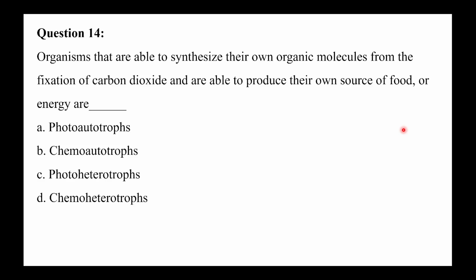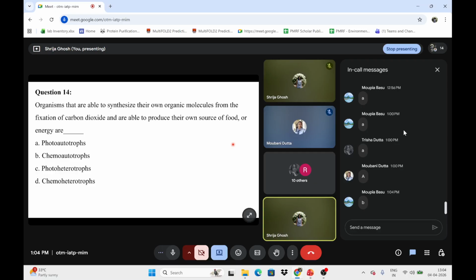Okay. Next question is also based on the previous table that I just described. So all of you should be able to answer this. Organisms that are able to synthesize their own organic molecules from the fixation of carbon dioxide and are able to produce their own source of food or energy are called. What would we call them? I just explained the whole chart, so you should be able to answer this.